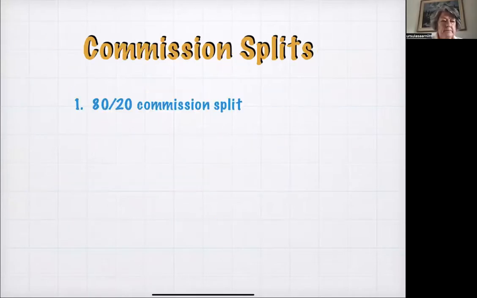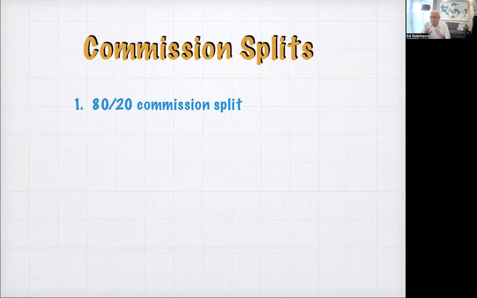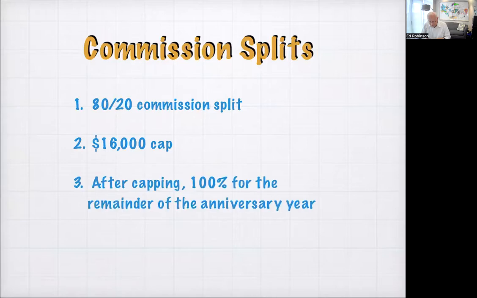Commission splits. Everybody's on an 80-20 split. It always bothered me that at other companies, this one gets more because he sells more. Here, everybody's on the same split. So your money-making thing is this and the revenue share. There's a $16,000 cap. When the company receives $16,000, you're on 100% for the rest of the year. After capping, 100% for the remainder of the year, as I just said.